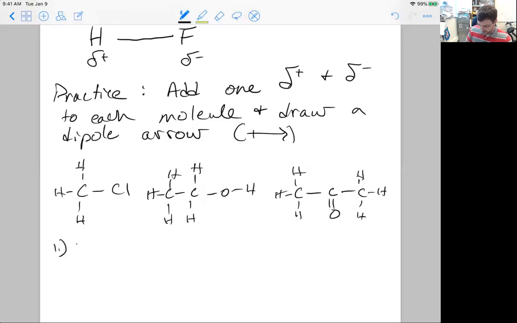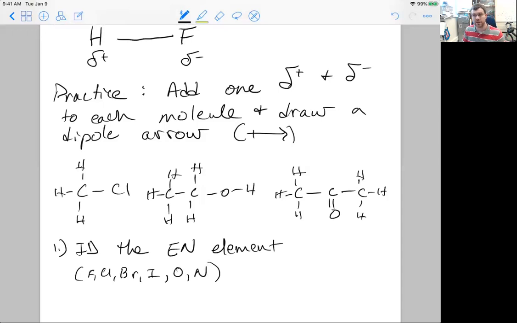Number one, identify the electronegative element. That's typically going to be your fluorine, chlorine, bromine, iodine, my group 7 halogen elements, my O or my N. Carbon and hydrogen are not included. I mean, carbon and hydrogen are more electronegative than some elements on the periodic table. But the molecules we're looking at while we study organic chemistry mostly contain only carbon and hydrogen, so we don't have to worry too much about any of the other elements.